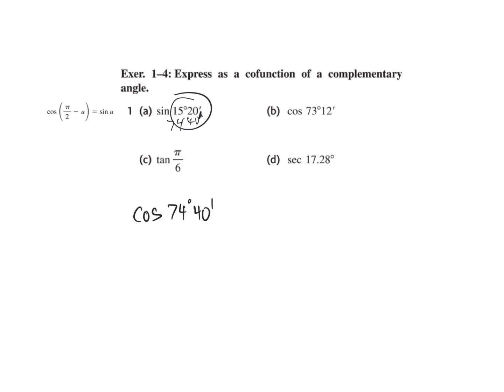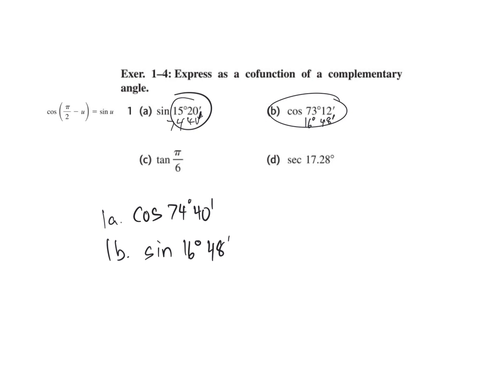So that was 1a. And then 1b, the cosine of 73 degrees 12 minutes, the cofunction would be the sine. We need to get 12 minutes up to 60, so that would be 48 minutes. That gets us up to 74 degrees, and that's 16 degrees. So 16 degrees 48 minutes would get us to 90.